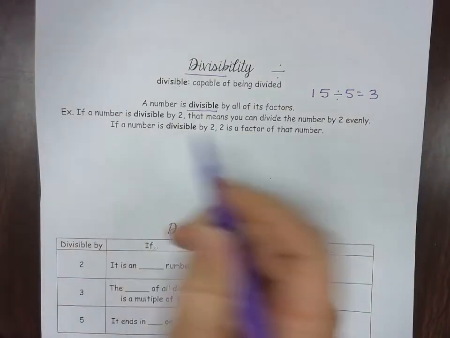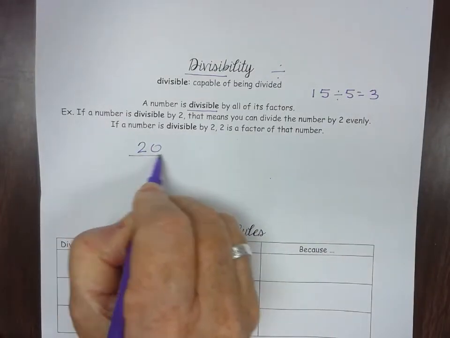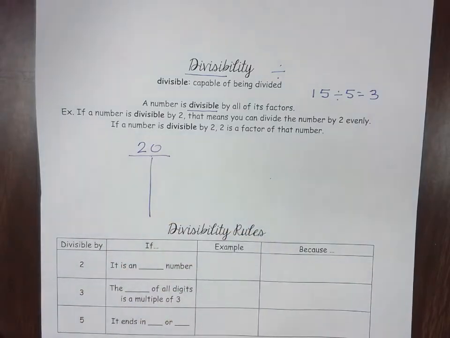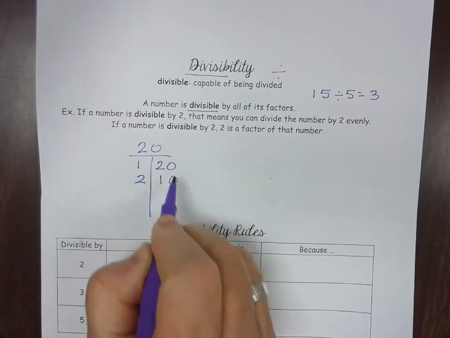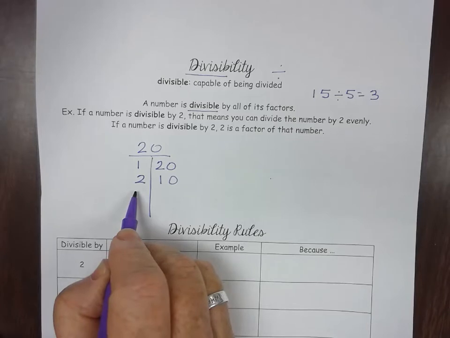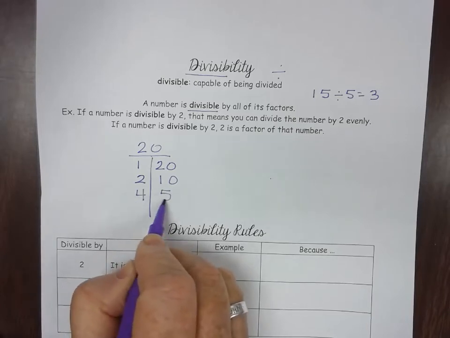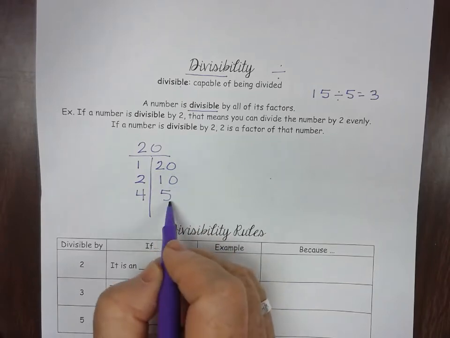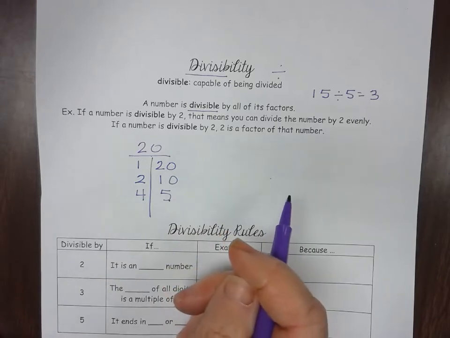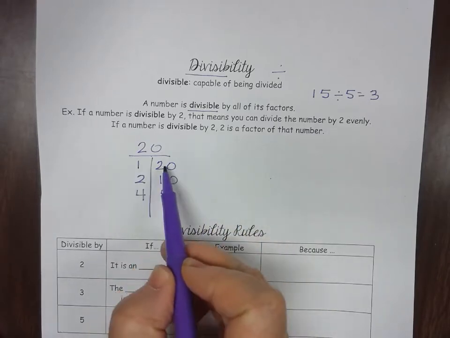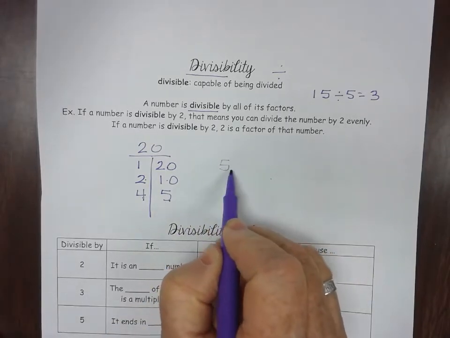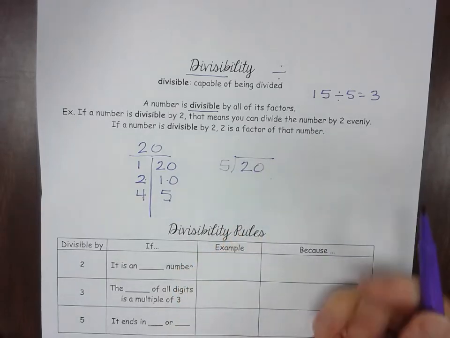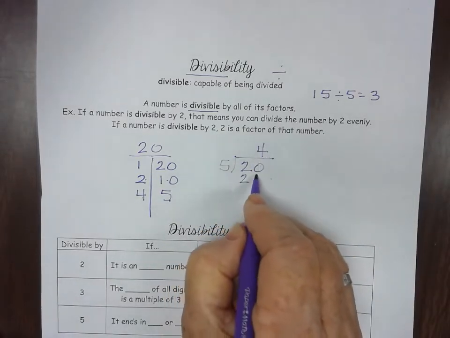So if I take the number 20 and I'm looking for its factors, I have 1 times 20, 2 times 10. It's not divisible by 3, but it is divisible by 4, and 4 times 5 is 20. And there are no other numbers because once I hit 5, I know I've got all my factors of 20. 20 is divisible by 1, 2, 4, 5, 10, and 20, 6 numbers. Any number that I choose would give me a whole number as an answer with no remainder.